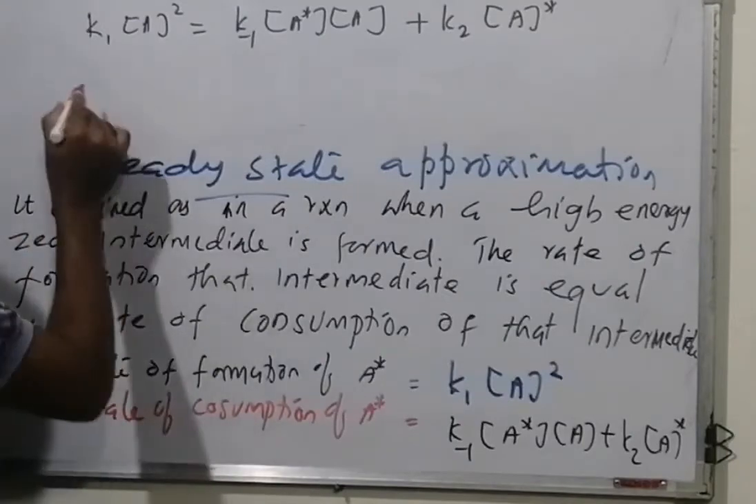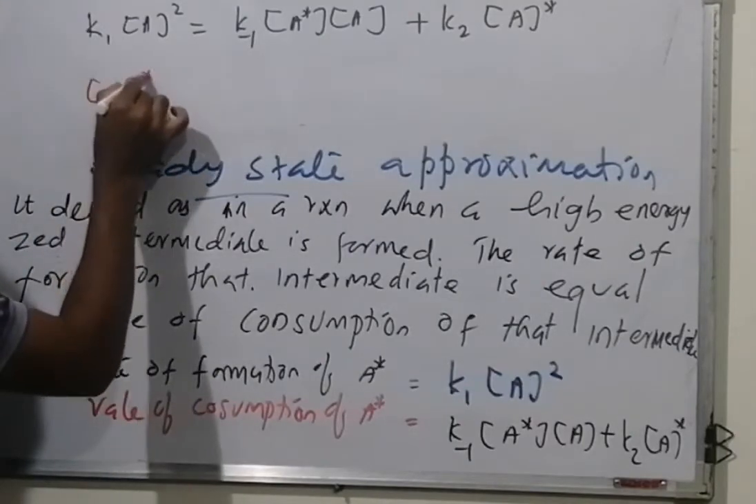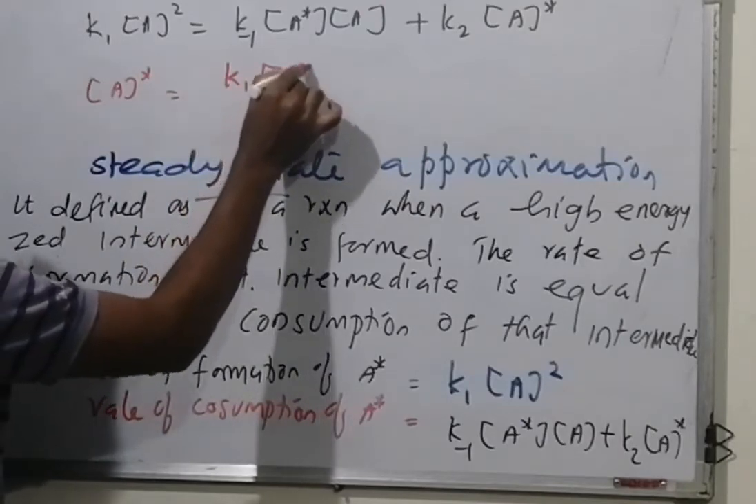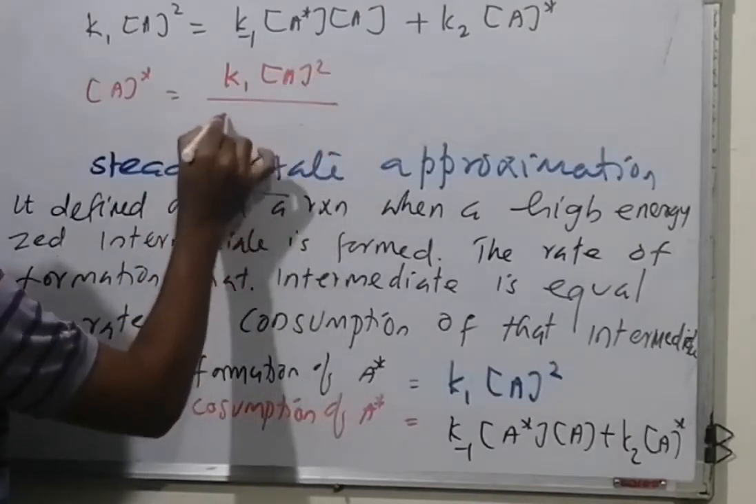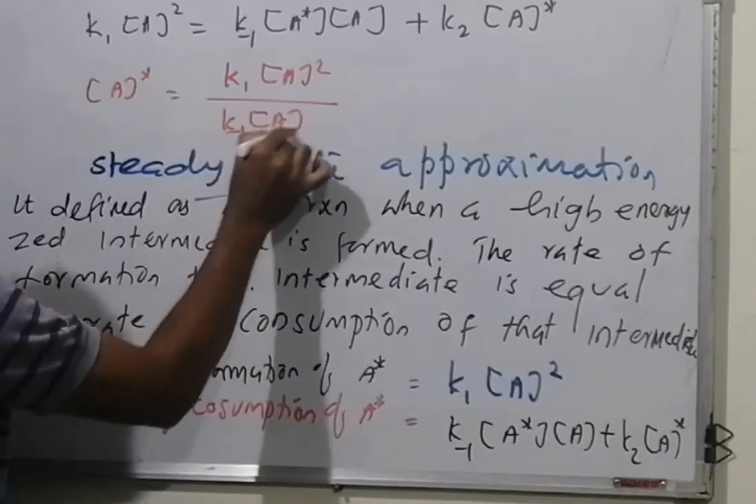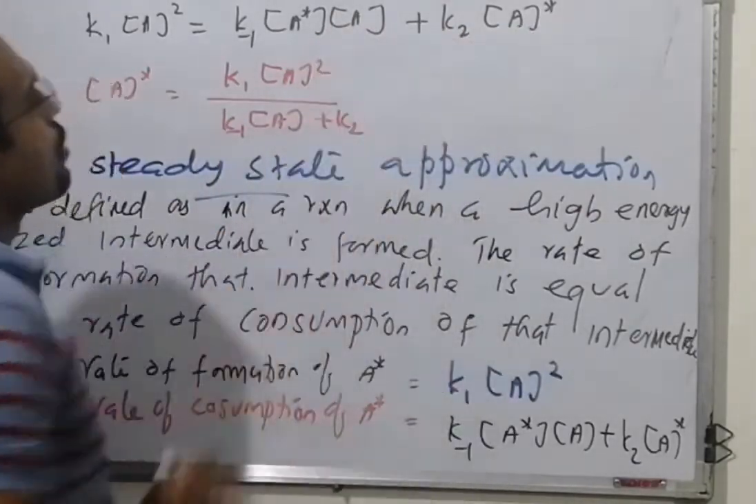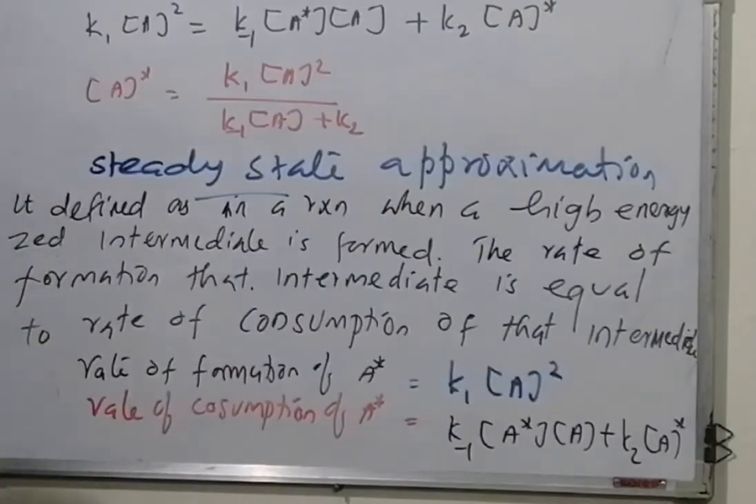Now please get the concentration of A star. We want that. Concentration of A star is equal to K1 A square divided by K minus 1 A plus K2. I took the A star common here, therefore I got it like this.